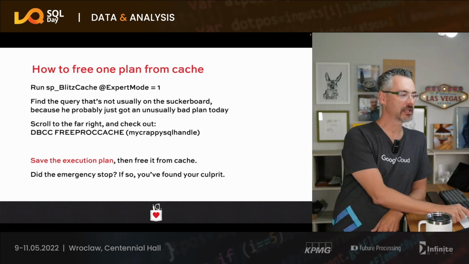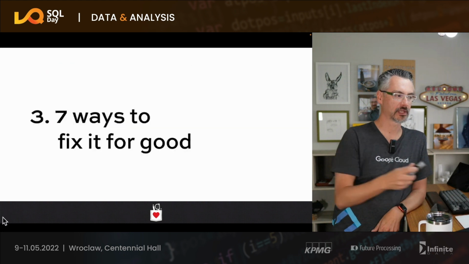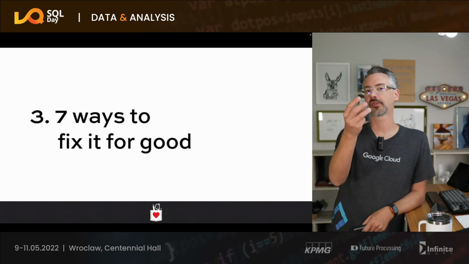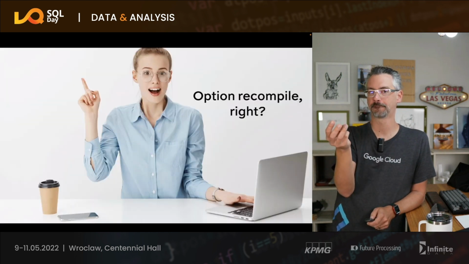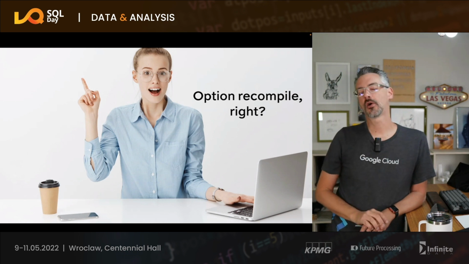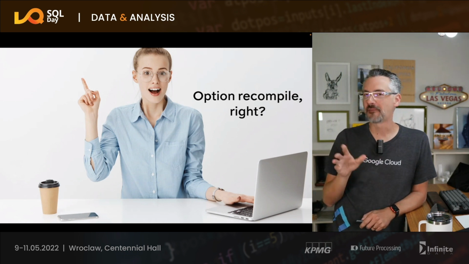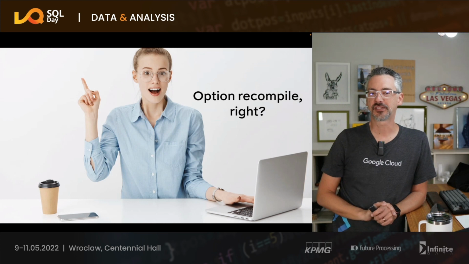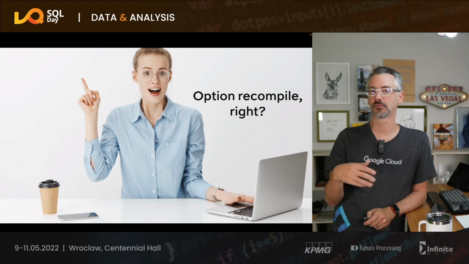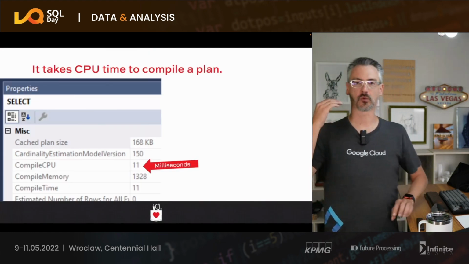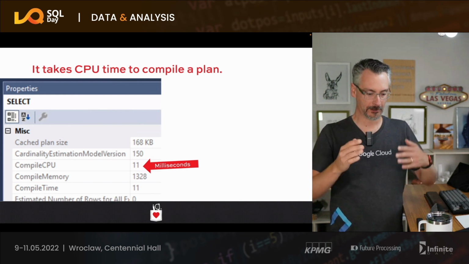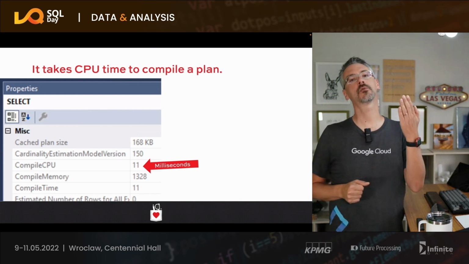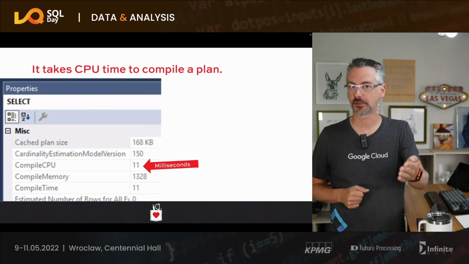So after we've freed that one execution plan from the cache, now it's time to talk about number three in our list of things that we're going to learn. How are we going to fix this thing for good? Normally people just go, okay, great. All I have to do is slap OPTION (RECOMPILE) on the query, and SQL Server will build a brand new execution plan from scratch every single time. When reputation equals 1 runs, SQL Server is going to build a plan that's optimized for reputation 1. When reputation 2 runs, SQL Server is going to build a plan just for reputation equals 2.